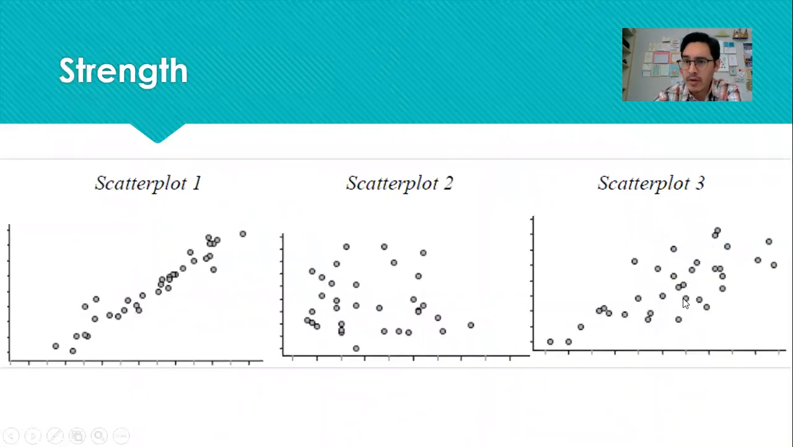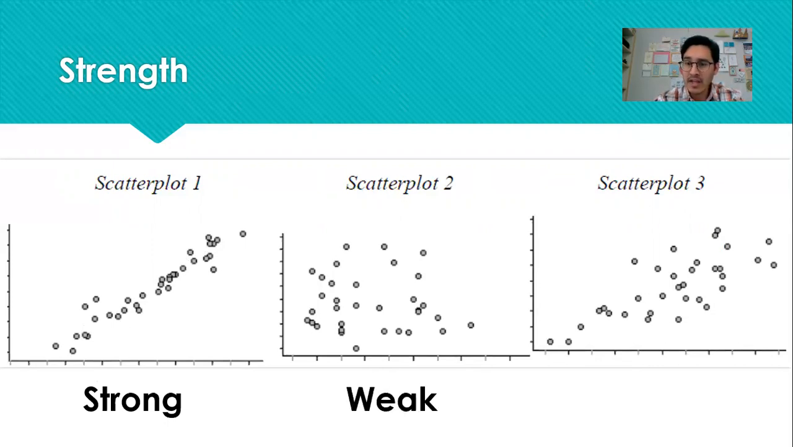The third characteristic is strength. We need to describe how well the points fit a pattern or follow their pattern. In scatterplot number 1, the points are very tightly packed in and close to their pattern, so we would describe that as a strong relationship. Scatterplot number 2, the points are all spread out. You can barely even tell what the pattern is, so we would describe that as weak. For things in between, like scatterplot number 3, the points aren't tightly packed together in a line, and they're not super spread out either. We would describe this as moderate. So in terms of language, we have strong, weak, and moderate.